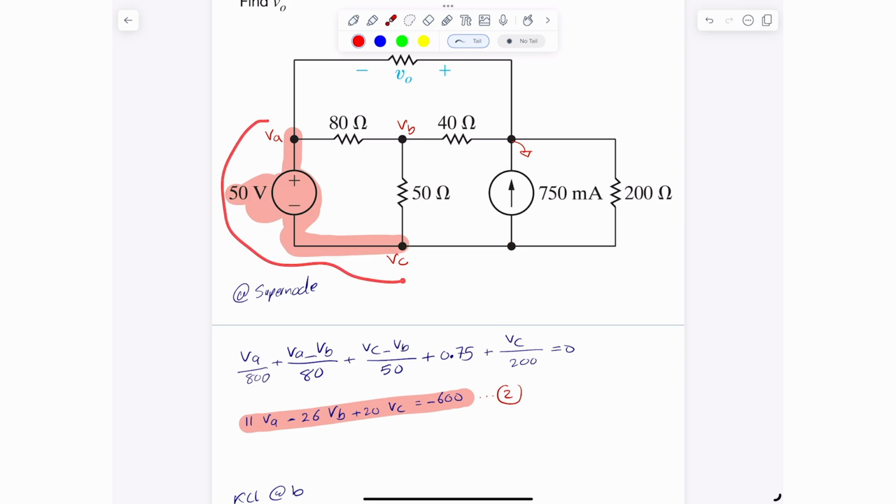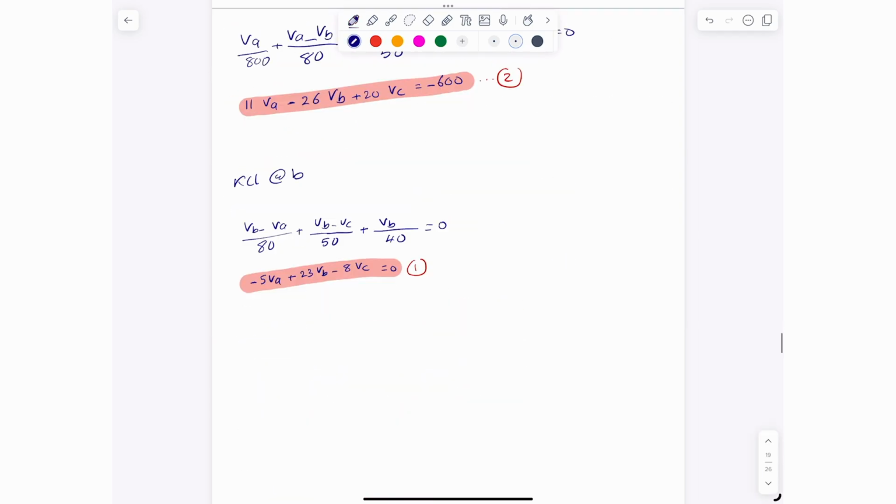Well, we know the relationship between VA and VC is simply VA minus VC equals 50. So the third equation in here is VA minus VC equals 60. Okay, so we can say just VA minus VC equals 50 volts, sorry, not 60. All right, so we do that, and we can just ignore that, and we can just say, well, this here is our third equation.